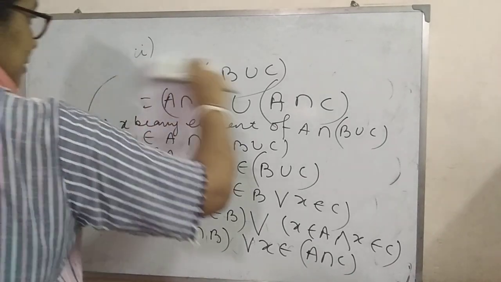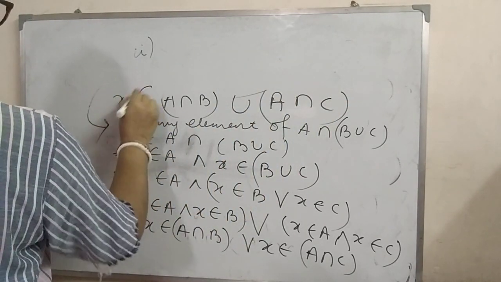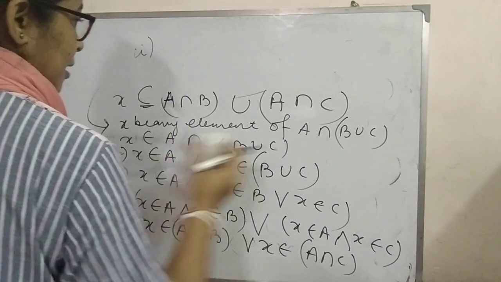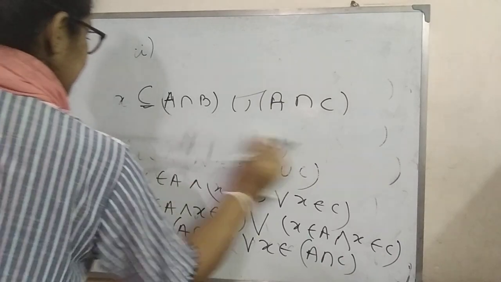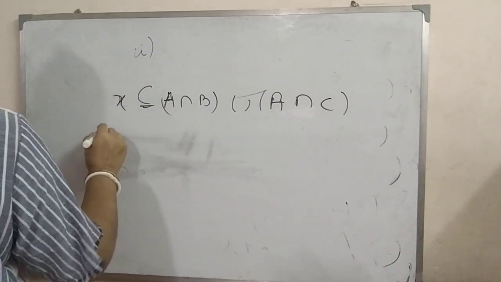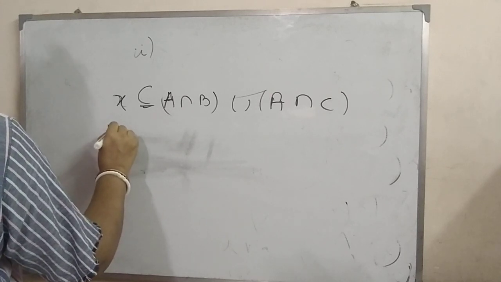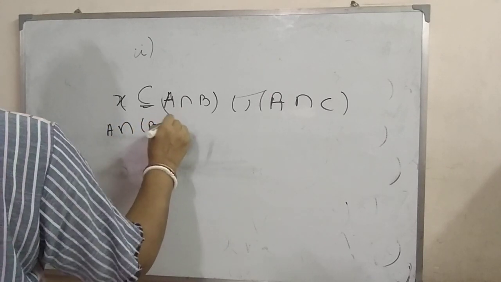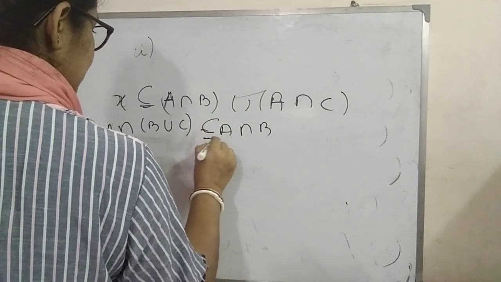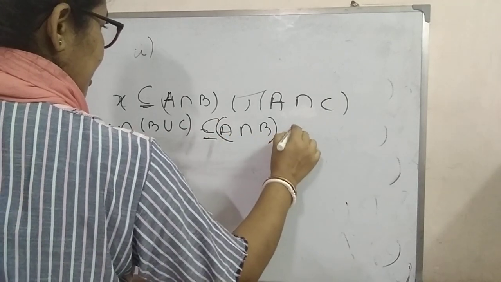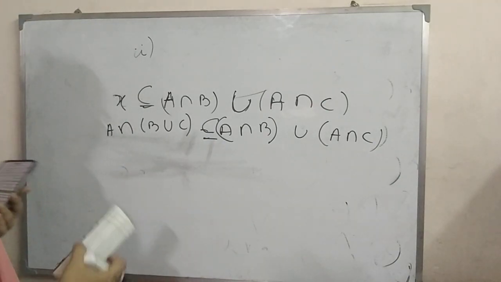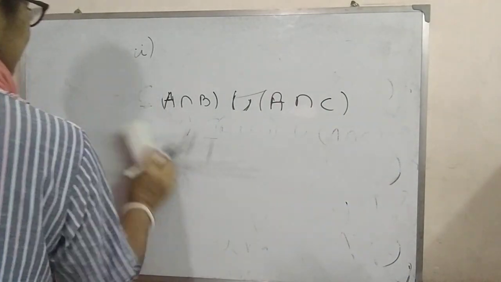That is, X belongs to this. I can write A intersection (B union C) is a subset of (A intersection B) union (A intersection C). This is the first portion, and this is the second portion.